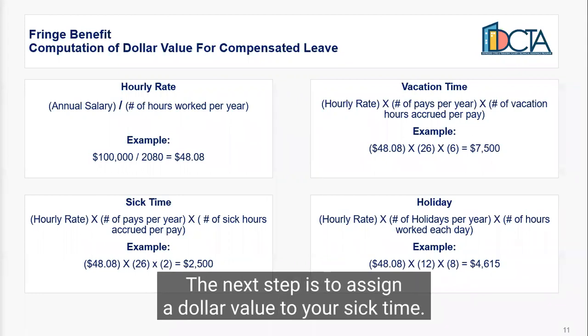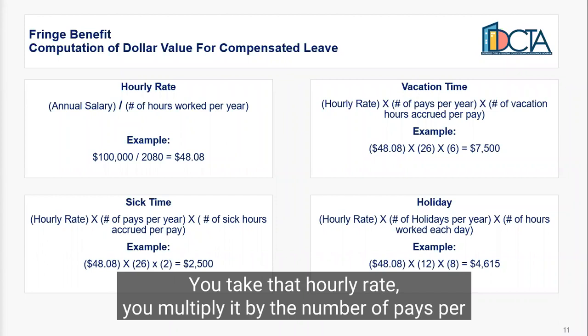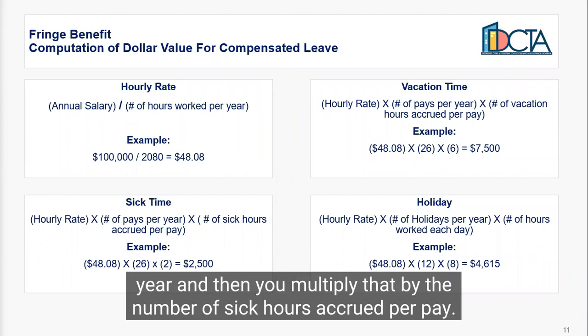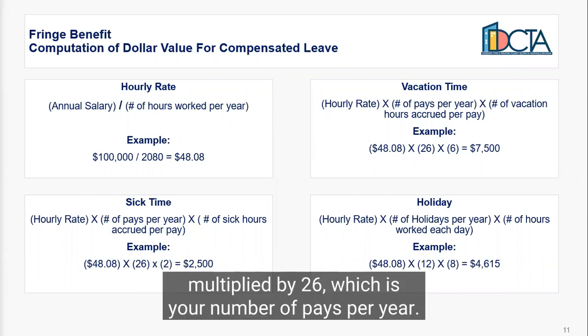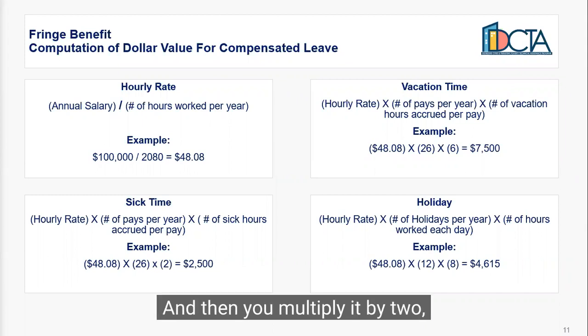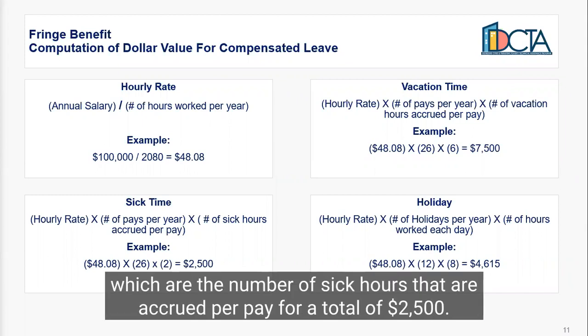The next step is to assign a dollar value to your sick time. You take that hourly rate, multiply it by the number of pays per year, and then multiply that by the number of sick hours accrued per pay. So for our example, that's $48.08 multiplied by 26, which is your number of pays per year, and then multiplied by 2, which are the number of sick hours that are accrued per pay, for a total of $2,500.